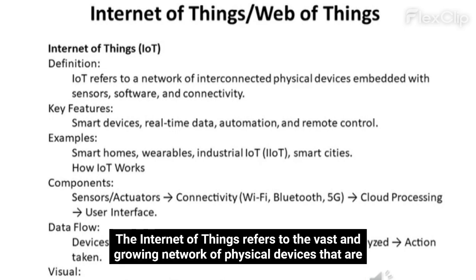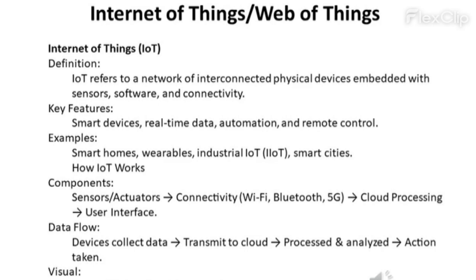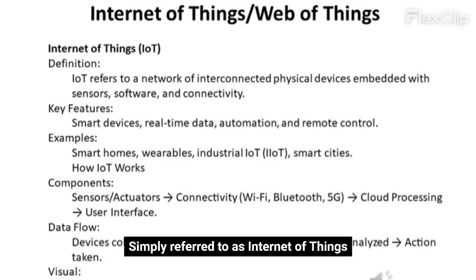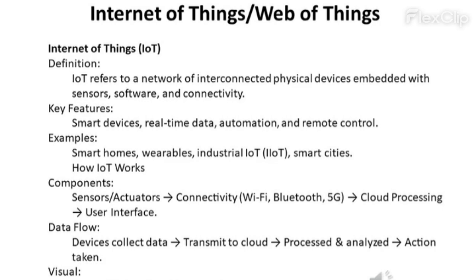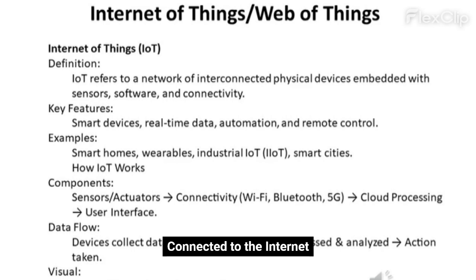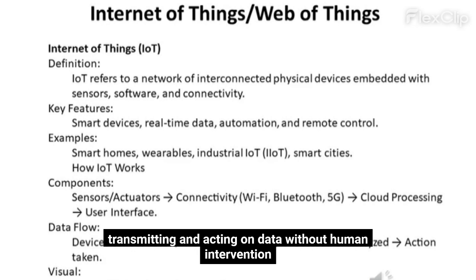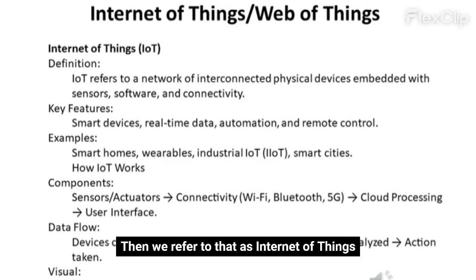The Internet of Things refers to the vast and growing network of physical devices that are connected to the internet. Devices connected to the internet are simply referred to as Internet of Things. Your phones, your fridges, your ACs connected to the internet, capable of collecting, transmitting, and acting on data without human intervention, we refer to that as Internet of Things.